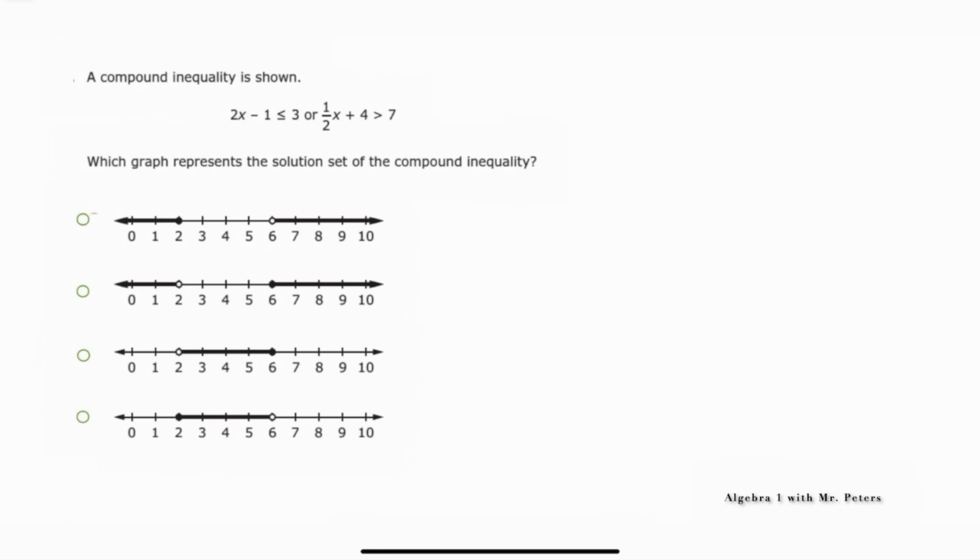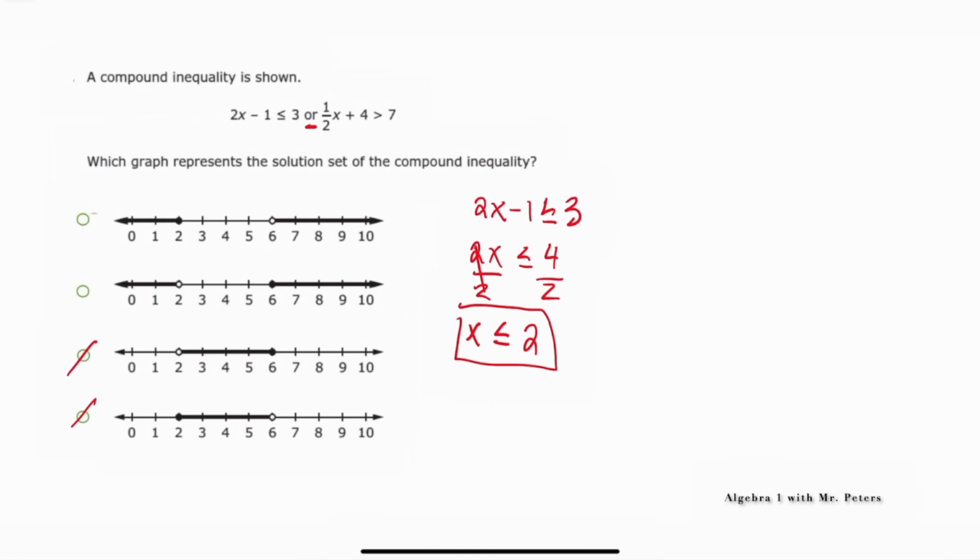So problem number 4, we're dealing with compound inequalities. And because we have this word or, we know that this graph is going to be going in the opposite direction. So answer choice C, D are gone. So when we split this now, we have 2x minus 1 less than or equal to 3. We add 1 on both sides. And then once we divide by 2, we know x is going to be less than or equal to positive 2. This is the first answer choice.